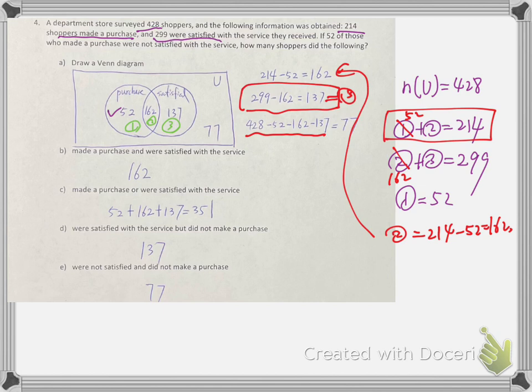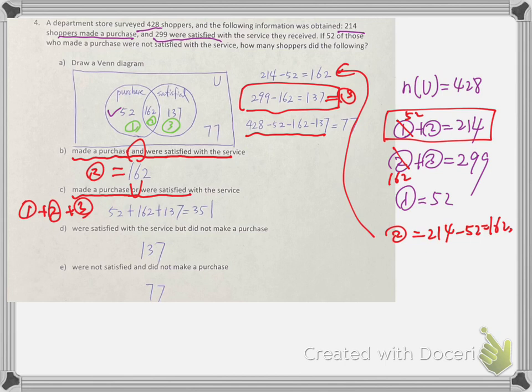Now let's read question B. How many made a purchase and satisfied, the middle, right? In 2 circles. And then C, made a purchase or satisfied. So this is 1, 2, 3. Part B is part 2. So this is intersection, this is union, right?